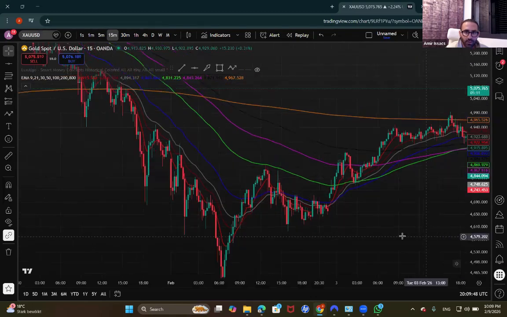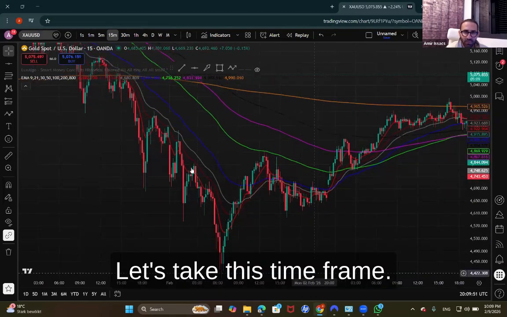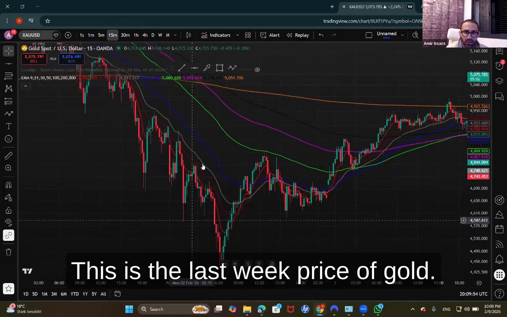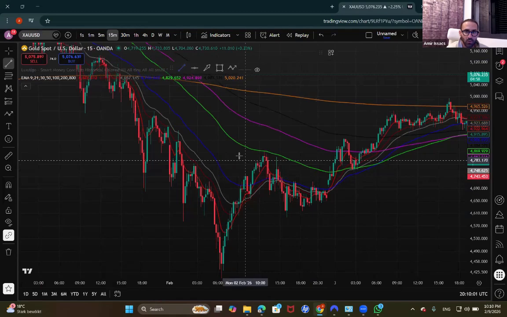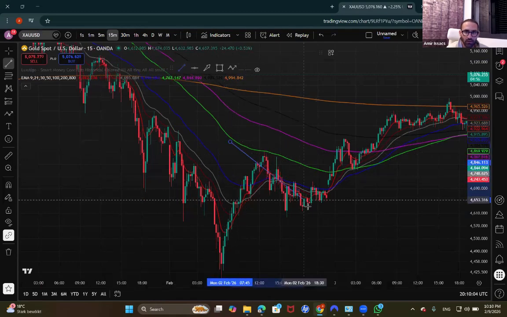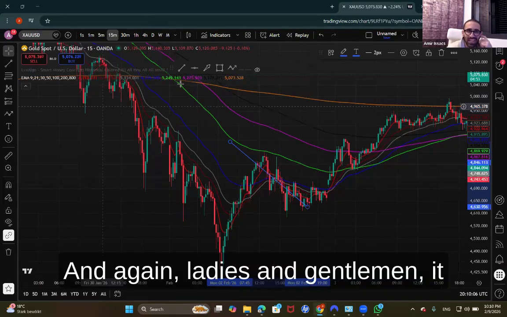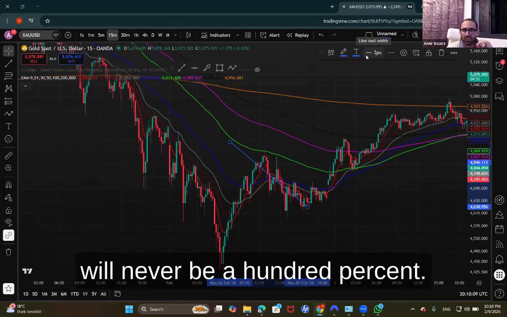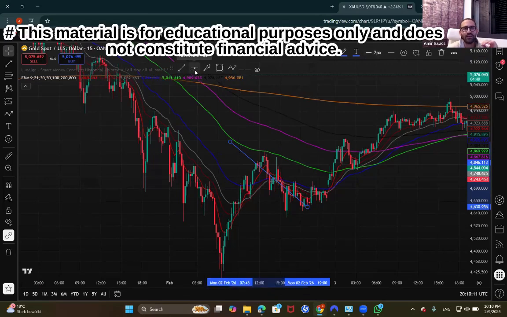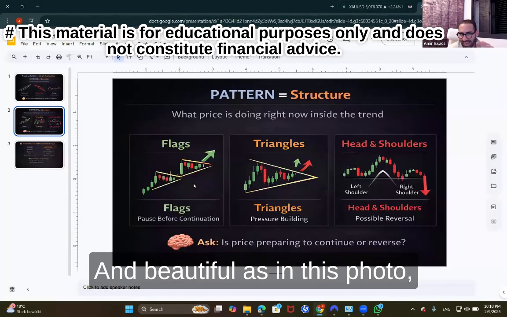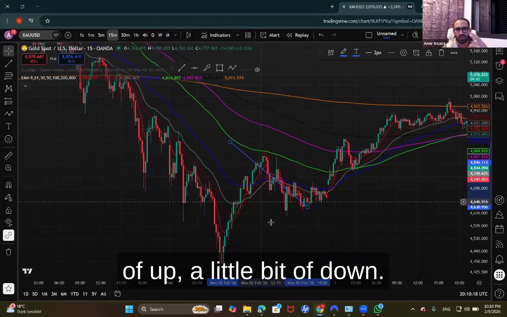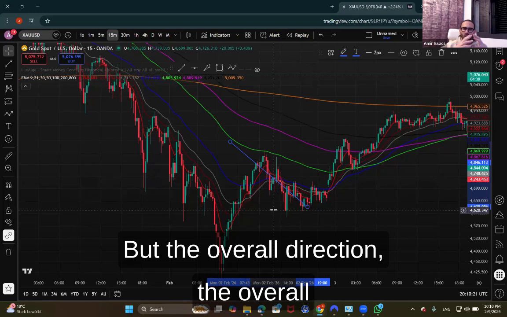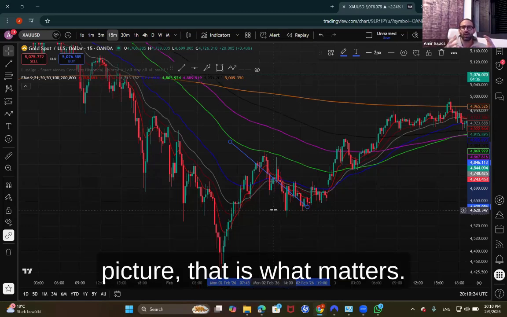So here we go. Let's take this time frame. This is the last week's price of gold. Let's draw the flags. We got flag number 1 here. And again, ladies and gentlemen, it will never be 100% exact and beautiful as in this photo. It will always have a little bit of up, a little bit of down, but the overall direction, the overall picture, that is what matters.